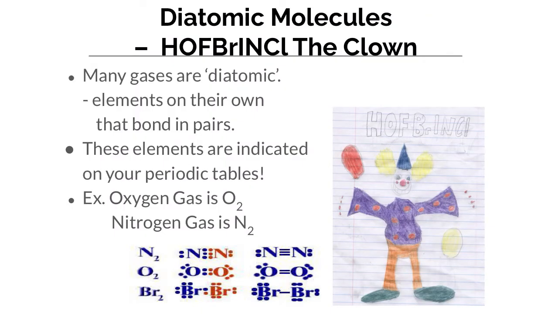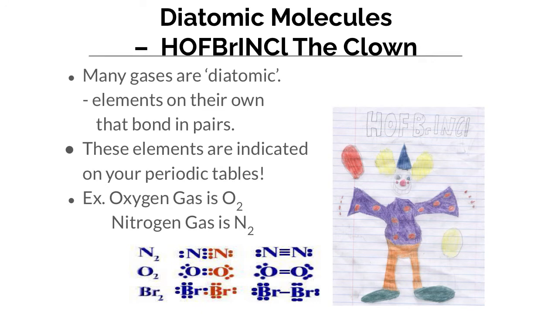Diatomic molecules are new for us, and an acronym to help us remember them is Hofbrinkel the clown. It recognizes hydrogen, oxygen, fluorine, bromine, iodine, nitrogen, and chlorine as being what we call diatomic gases. Many of these gases are said to be diatomic in that they bond in pairs as elements on their own. They are so reactive on their own that they will always exist in pairs. These elements are indicated on your periodic tables. They are indicated in white writing so you can recognize them quickly.